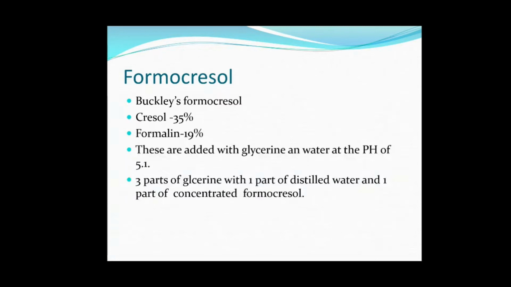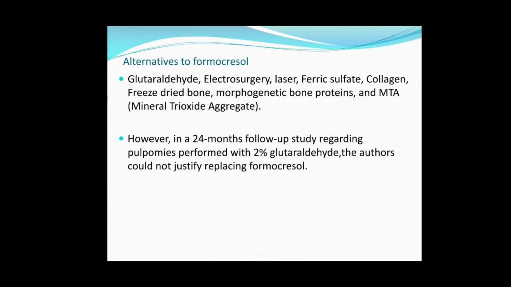Coming to the formocresol, commercially available formocresol is known as Buckley's formocresol. It contains cresol 35%, formalin 19%. These are added with glycerin and water at the pH of 5.1. 3 parts of glycerin with 1 part of distilled water is added with 1 part of concentrated formocresol.